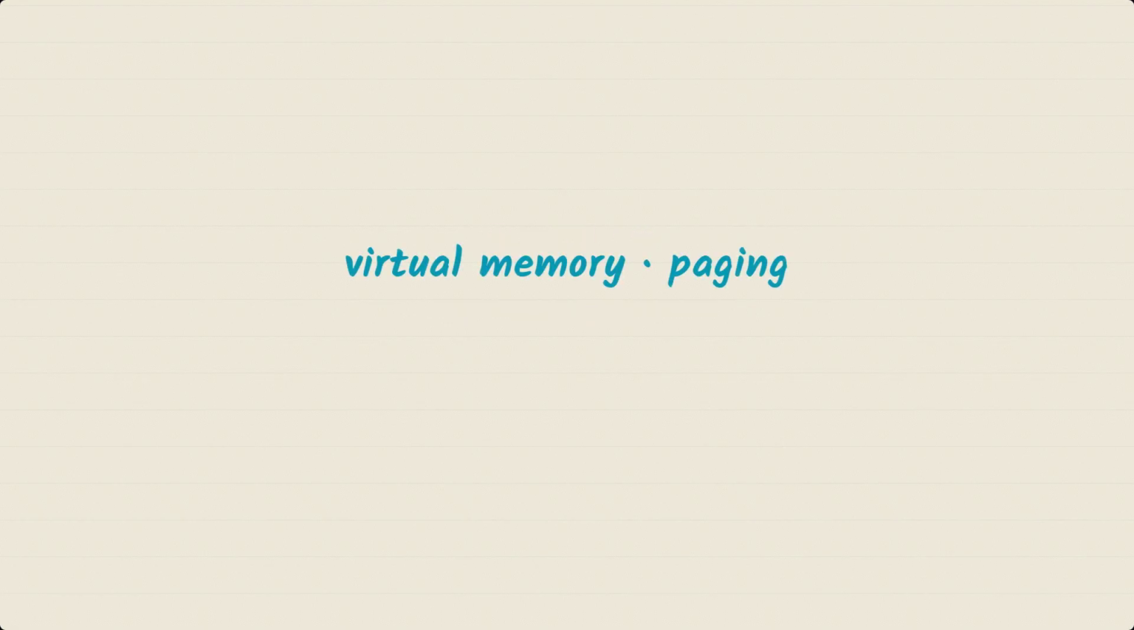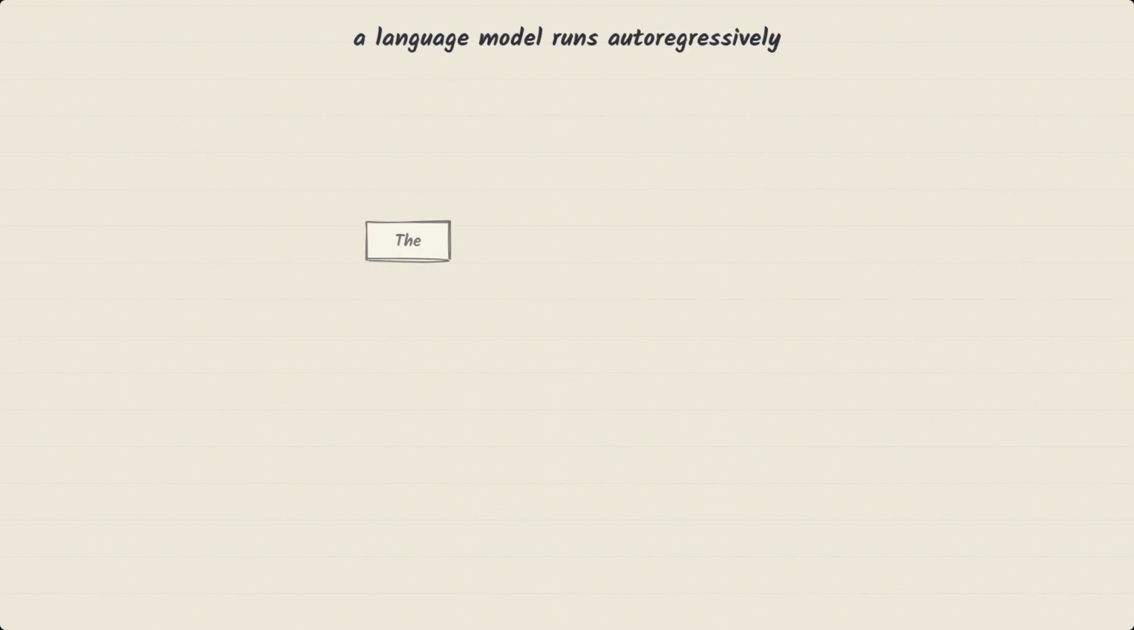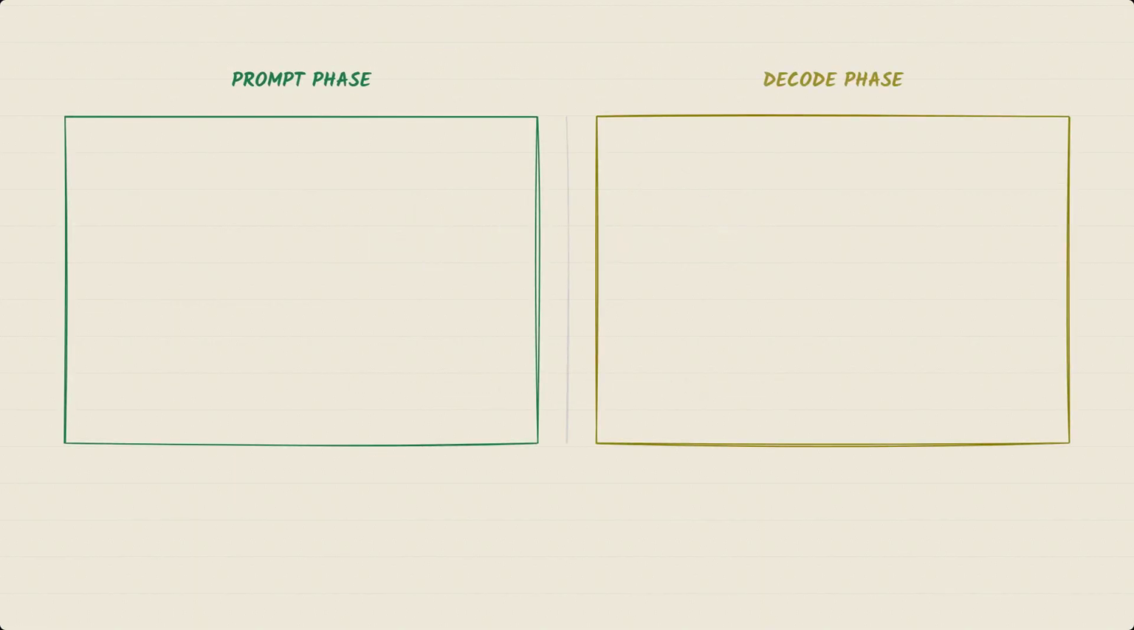We're going to build the whole thing up: why the memory fills, exactly how it gets wasted, the paging system that fixes it, how sequences share memory, and how it all holds up under load. Start with how generation actually runs. A language model is autoregressive. It produces one token at a time, and each new token is conditioned on every token before it.